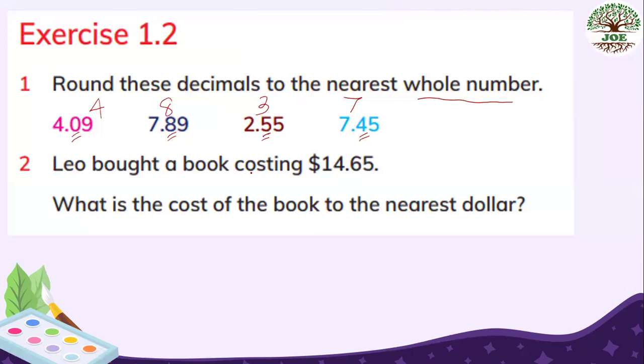Number 2. Leo bought a book costing $14.65. What is the cost of the book to the nearest dollar? Nearest dollar is the same as nearest whole number. So we have to look at our 10th digit. His number is 14.65. For the nearest whole number, we look at the 10th digit. This is 6, larger than 5, so we round up 4 to 5. So the nearest dollar is $15. Okay.